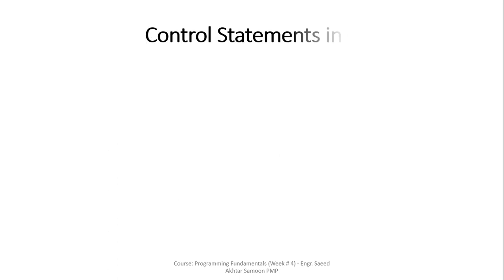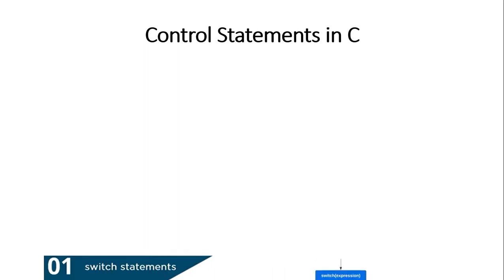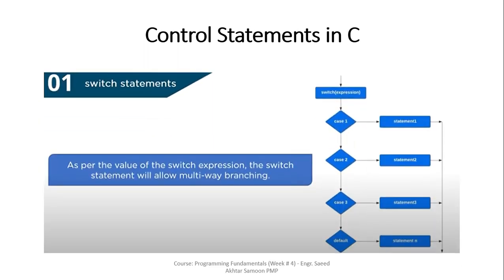Among the conditional statements in C, we will only consider one statement, that is the switch statement. As per the value of the switch expression, the switch statement will allow multi-way branching. That means branching in multiple paths.